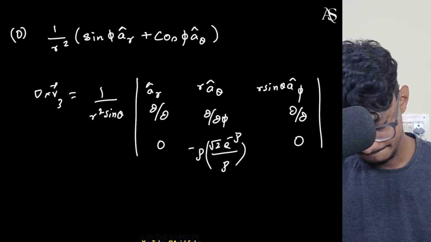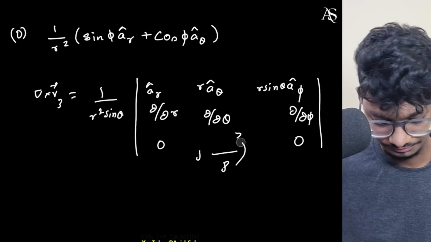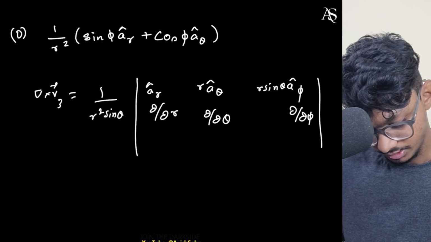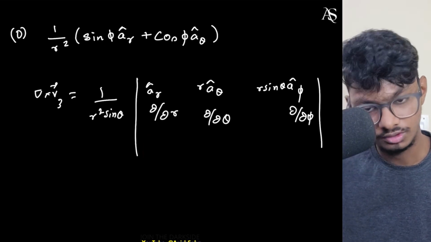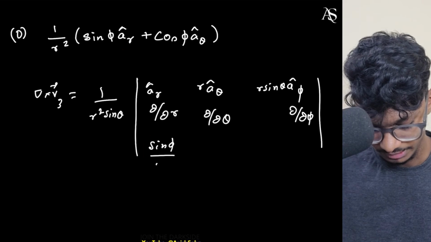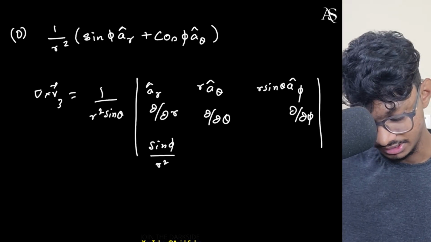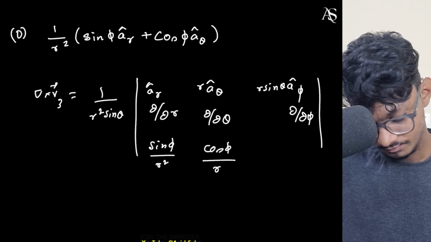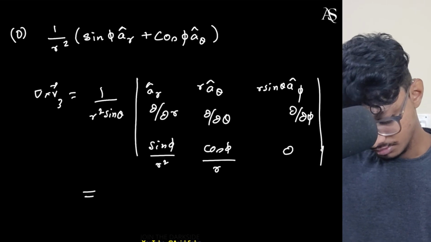This will be d phi, this will be theta, this will be dr. Okay, and this will be what? So here, one thing we have to understand is that this will be h1 into whatever component is present in the AR cap. So h1 is 1 only, so this will be simply sine phi by r square, and this will be h2 into whatever component is present in the theta direction. So h2 is r only, so this will be cos phi divided by r, and this component is 0 itself, right? So what is this actually? This is V4.